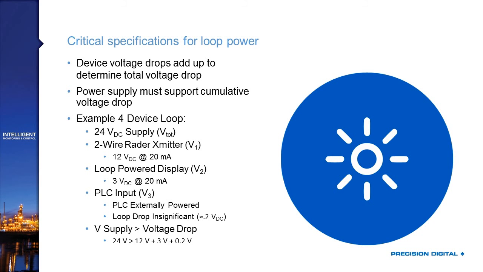So if I add up my 12 volts and my 3 volts and my little bit that I might account for with my PLC, you can see I'm around 15 volts. And that's much less than the 24 volts I have to supply this system. So by doing that quick math, I can see that my power supply can more than support what I have planned for loop-powered devices. And in fact, if I wanted to, I could probably add a few more things in here and still be fine.